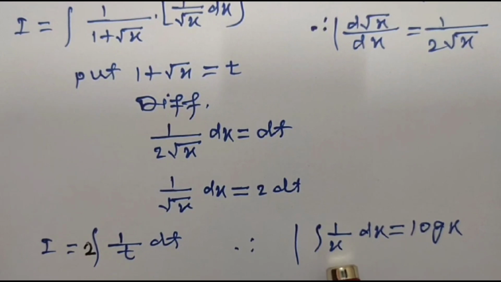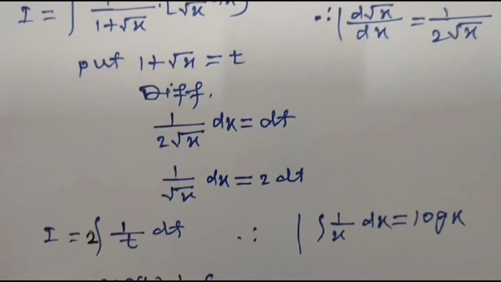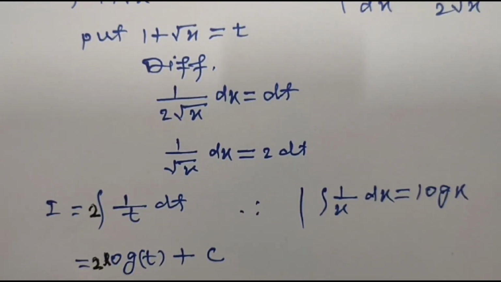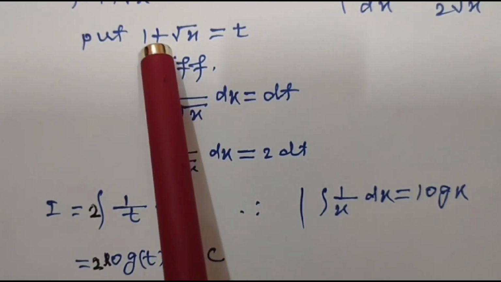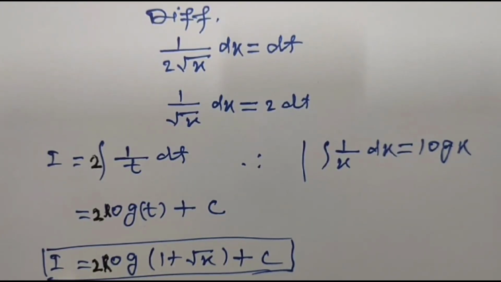And you know this formula, the integral of 1 upon x with respect to x is equal to log x. Use this formula, then the integral of 1 upon t can be written as log t. Hence it becomes 2 log t plus c. But t is a new variable, we want the old variable. So you can replace t by 1 plus root x here. And then we will get this final answer. I is equal to 2 times logarithm of 1 plus root x plus integral constant c.